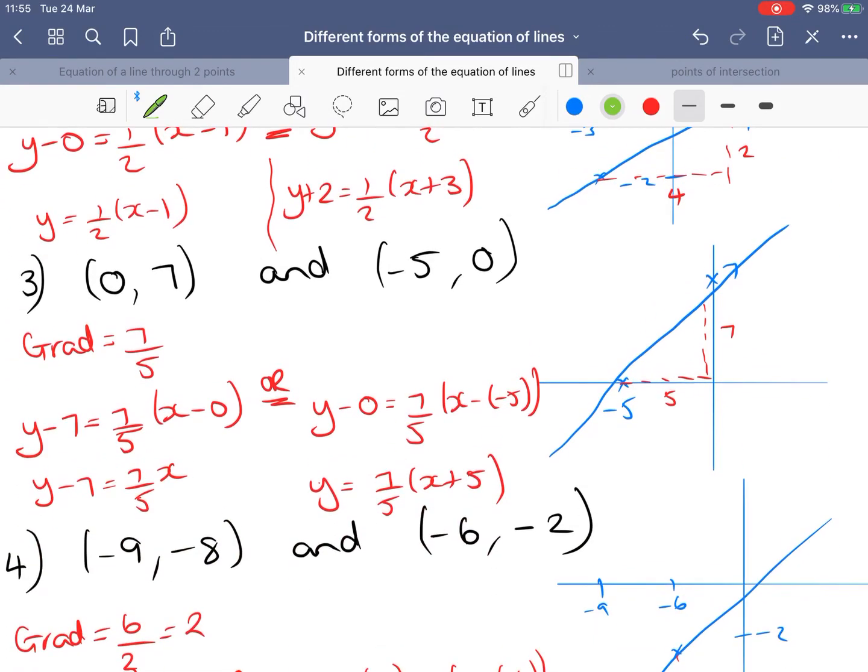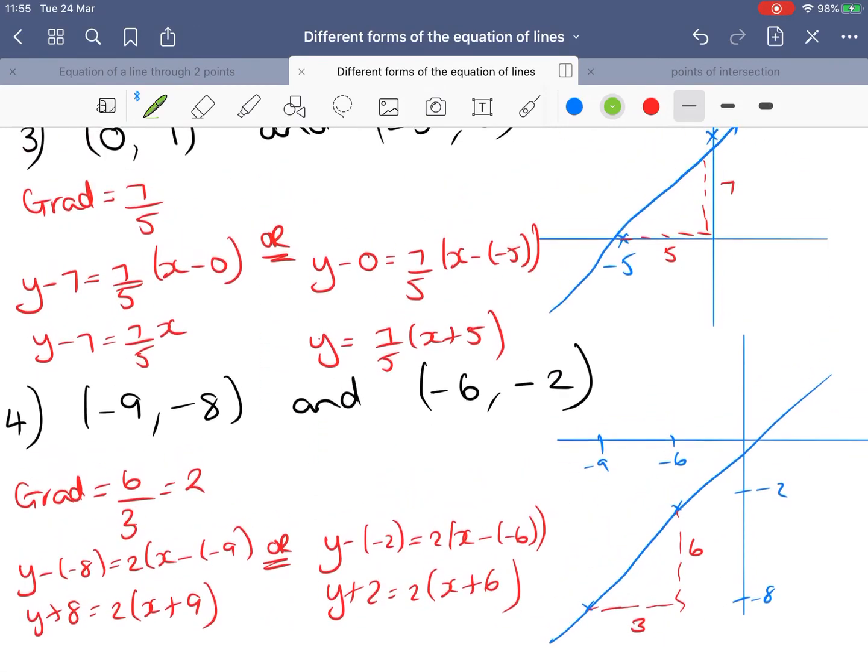And the same for number 3. Okay, so again, using either point, you ended up with a gradient of 7/5. And the final one, that's the solutions you should have had.